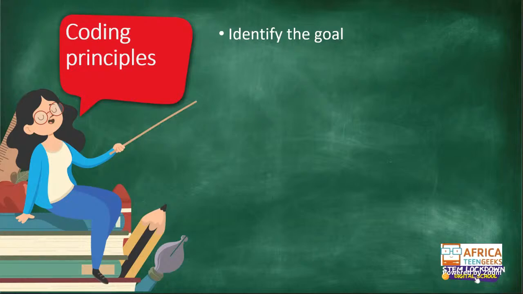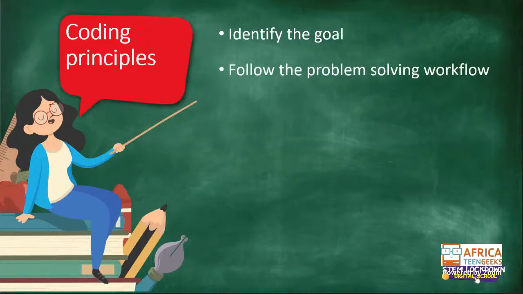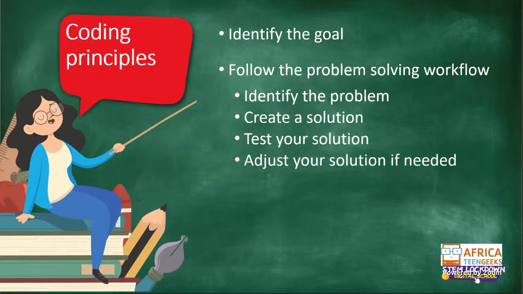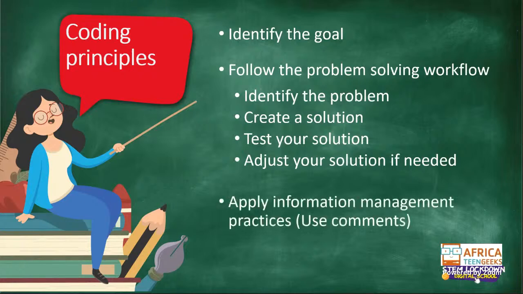So instead of trying to do all of that at once, we want to identify the goal so that we know what we're working towards, but we want to divide that goal into smaller problems. And then we can start following the problem-solving workflow. And that is, we identify the smaller problems, we create a solution for that smaller problem, we test our solution, and then we adjust the solution if we need to do that. Okay? And when you are going to start writing big pieces of code, you want to apply information management practices.